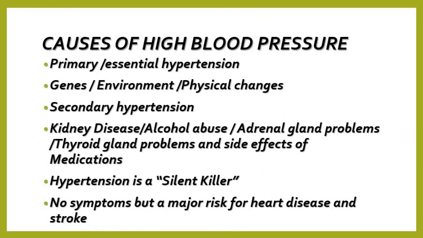Let's look at some of the causes of high blood pressure. It is divided into primary and secondary. Primary or essential hypertension is where the cause is not known. So genetic predisposition, environmental factors, and physical changes are some of the factors that influence this type of hypertension. Secondary hypertension is due to some conditions affecting the organs of the body, such as kidney disease, alcohol abuse, adrenal gland problems, thyroid gland problems, and side effects of medications.